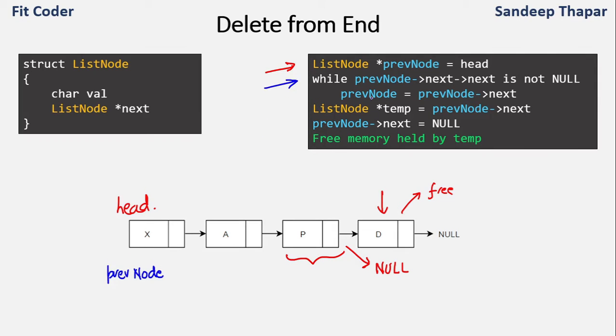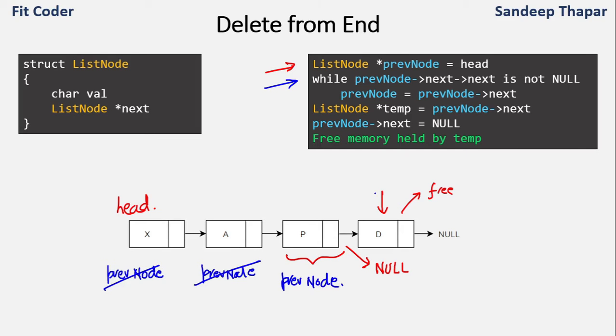Then we create a while loop so as to reach till the second last node. So here we are doing while previous node next is not null. So we check previous node next is pointed to A and next of that is pointed to P. So this is not null, so we move the previous node to A. Here again we check previous node next. So next is P and next is D. So this is not null, so we make previous node as P.